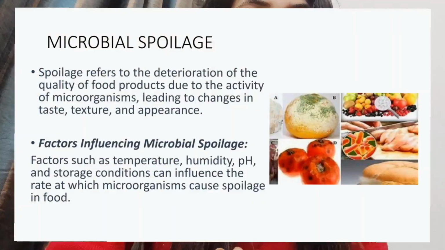So let's begin with microbial spoilage. So what is spoilage? Anything which deteriorates the quality of a food product due to the activity of microorganisms. It leads to changes in structure, taste and appearance. This is called spoilage in food, and when this spoilage is caused by microorganisms, then it's called microbial spoilage. There are several factors which affect microbial spoilage, like temperature, humidity, pH. Storage conditions can also influence the rate at which microorganisms can cause spoilage in food.